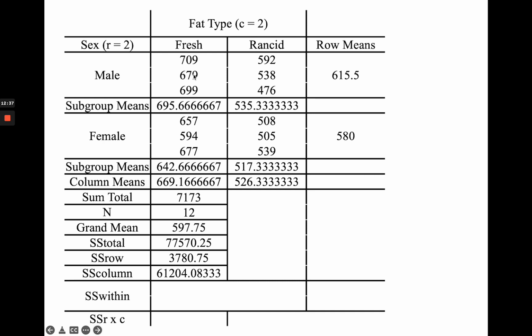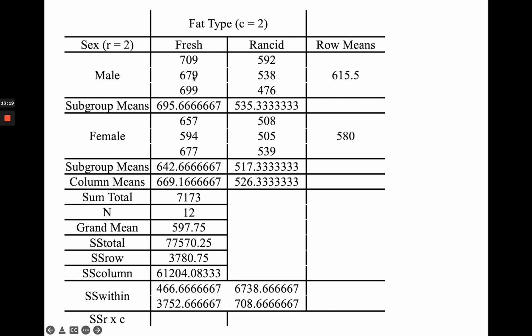that treatment combination. So this would be 709 minus 695.67 squared plus 679 minus 695.67 squared plus 699 minus 695.67 squared plus 592 minus the sample mean, 538 minus the sample mean squared, 476 minus the sample mean squared, 675 minus the sample mean squared, 594 minus the sample mean squared, 677 minus the sample mean squared, and then do the same thing for female and rancid. What you should get is 4 different sums of squares within for each of the treatment combinations.